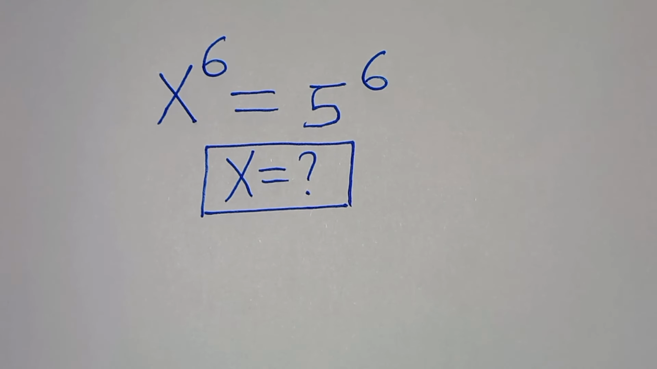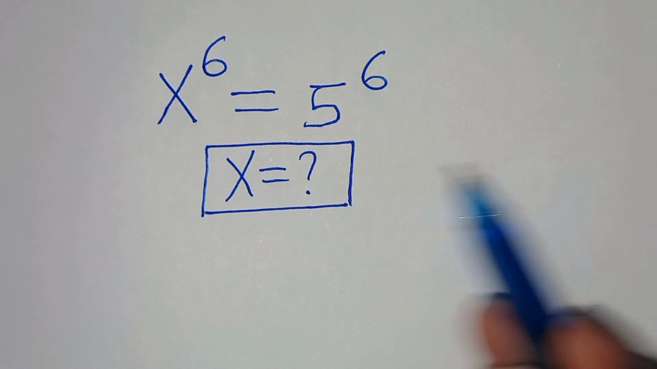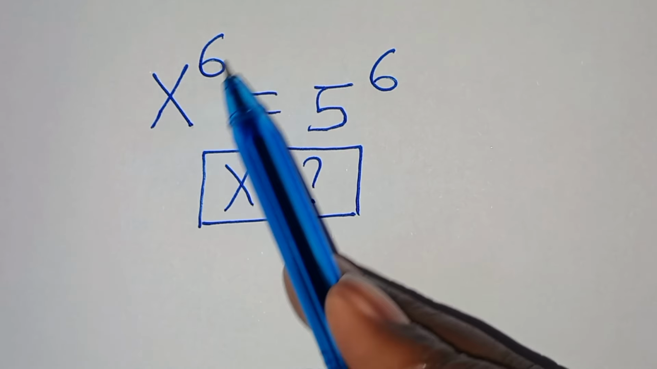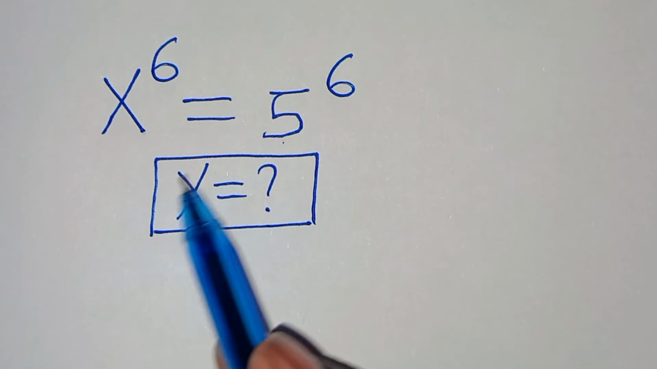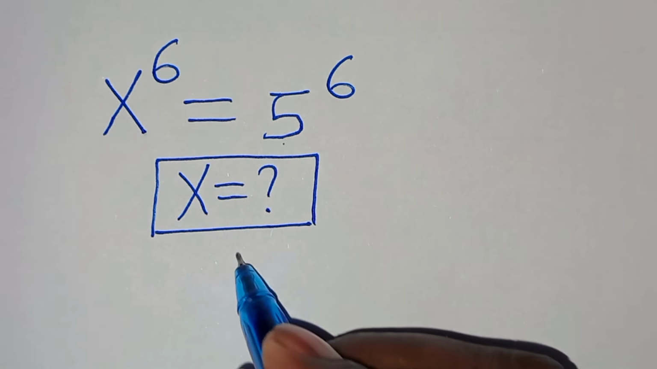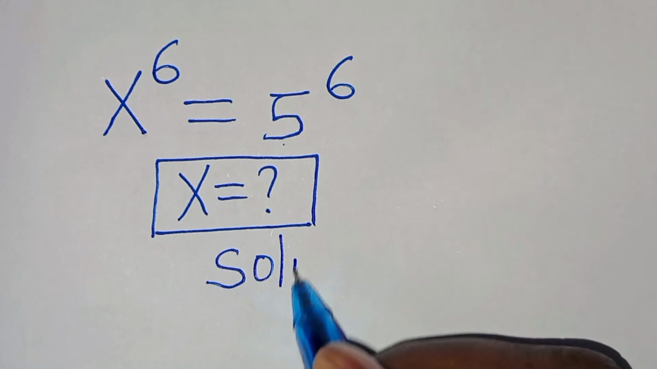Hello everyone, you're welcome to solve this nice exponential equation here, which is x to the power of 6 equal to 5 to the power of 6. What are the values of x? Now let's provide a solution from here.